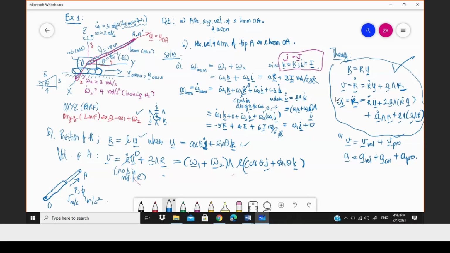This is going to be, I'm going to use global coordinates. So you're going to have 2k plus 3i, cross with L cosine theta. L is 15, cosine theta is 0.8. 15 times 0.8, what do you get? 12.